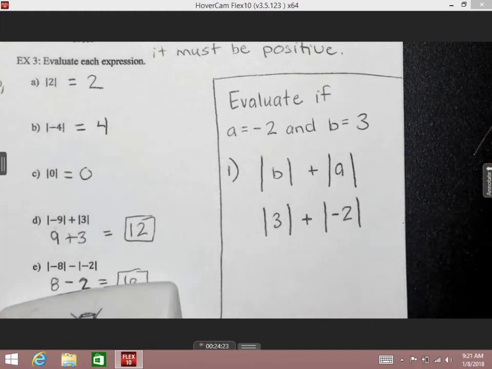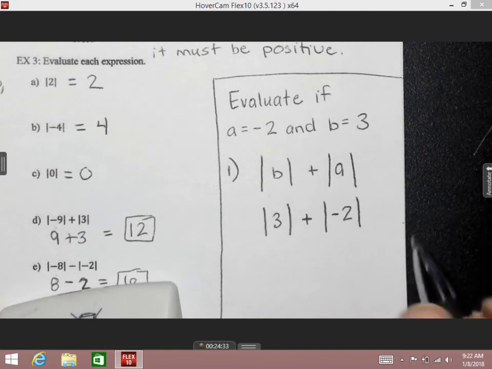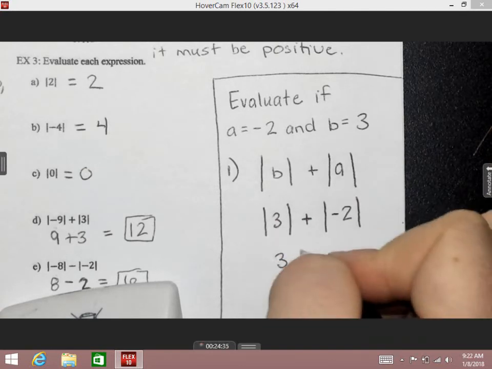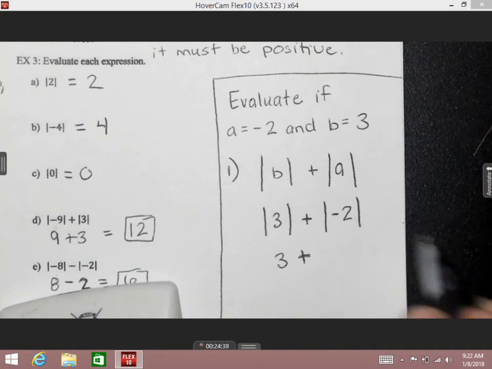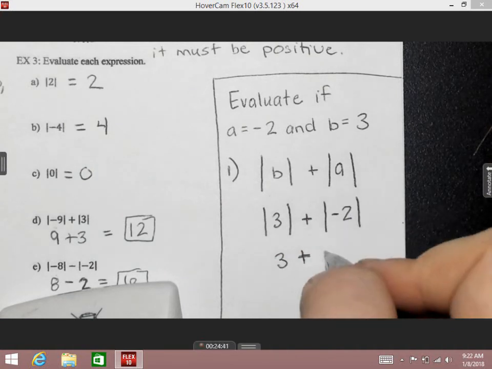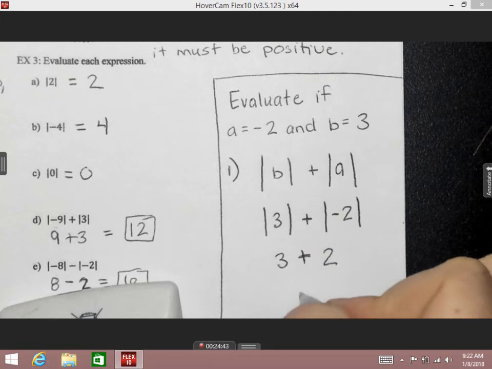So now, before I can add them, what do I have to do? Take them out of those bars. Take them out of jail. So what's the absolute value of a positive 3? A positive 3, still 3. Very good. I thought I might have tricked y'all and y'all said negative, but you didn't. All right, absolute value of a negative 2. 2. And then what's 3 plus 2?